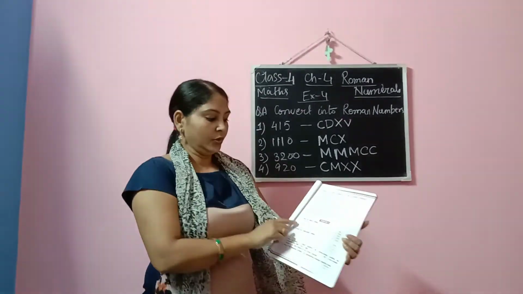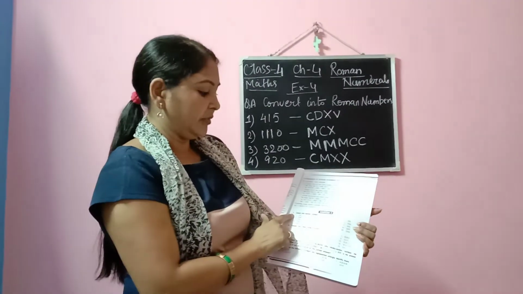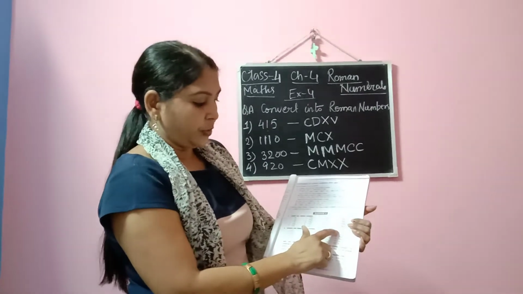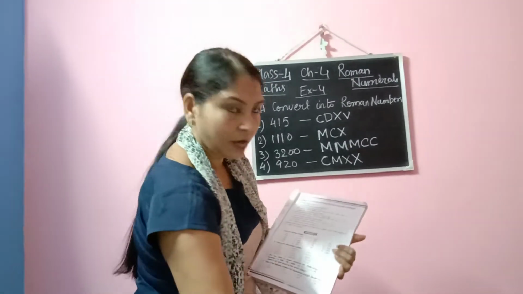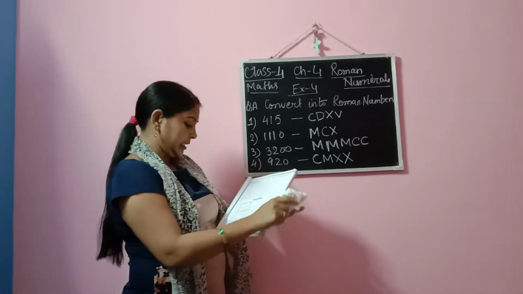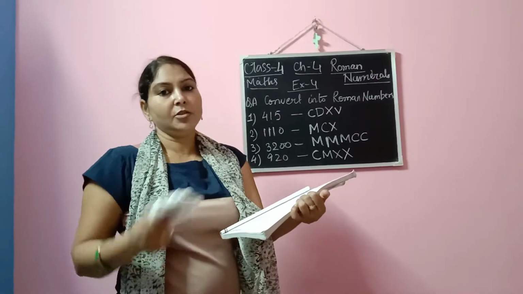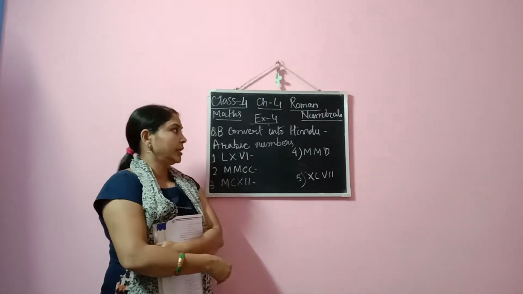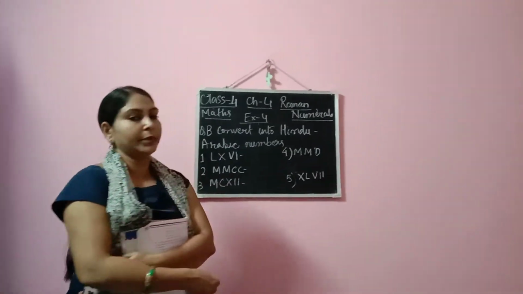So what you will do is complete this first question, convert into Roman numbers, from 1 to 20. You will write it in your maths CW copy. Now the next question is to convert into Hindu-Arabic numbers. This one is just the opposite. Let us see how it is done.